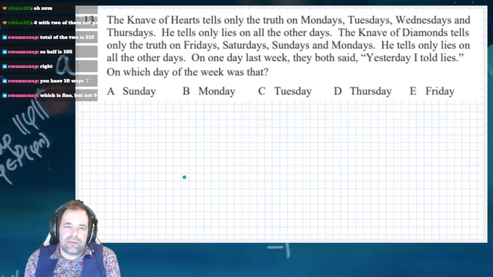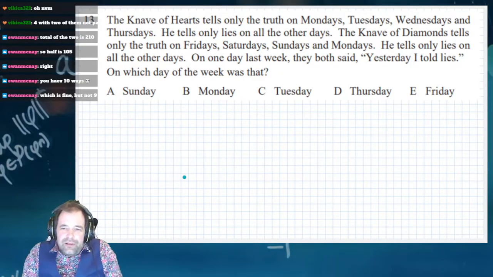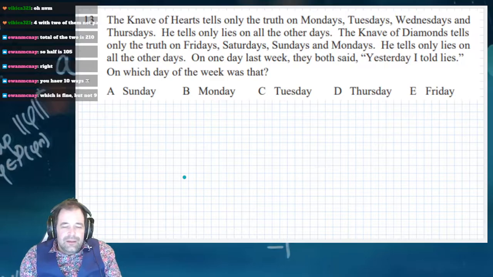The Knave of Hearts tells only the truth on Mondays, Tuesdays, Wednesdays, and Thursdays. He tells only lies on all the other days. The Knave of Diamonds tells only the truth on Fridays, Saturdays, Sundays, and Mondays. He tells only lies on the other days. On one day last week, they both said, "Yes, yesterday I told lies." Which day of the week was that?